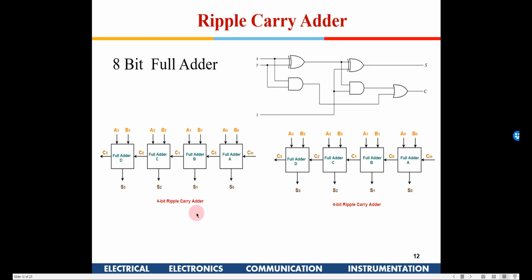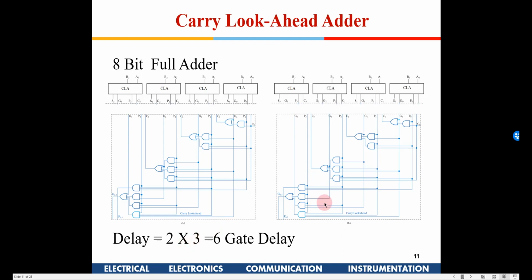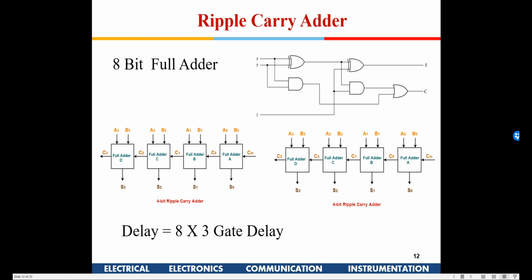So if you have an n-bit adder, here it will be n into 3, whereas in this case every 4-bit block will generate only 3 gate delays. So it is n divided by 4, into 3. You find that this particular structure ensures that the propagation delay is very less. So this is what is known as the carry look ahead adder.